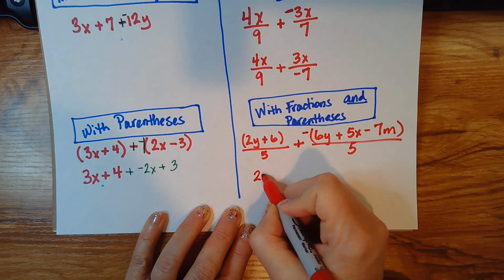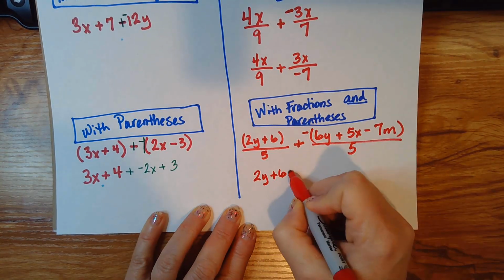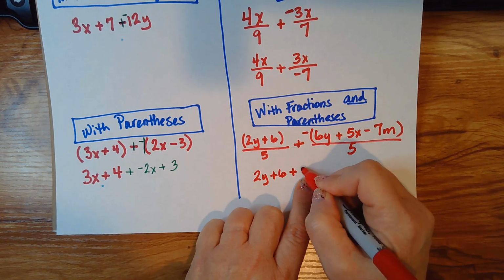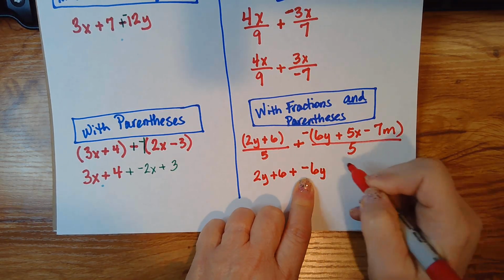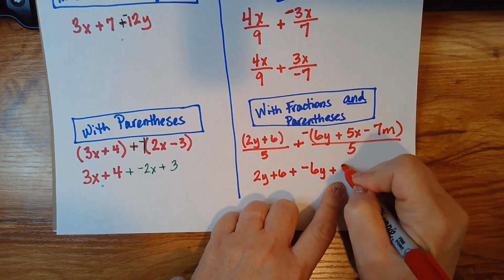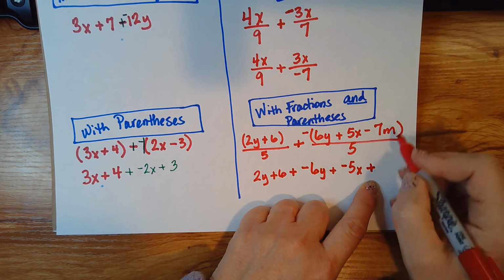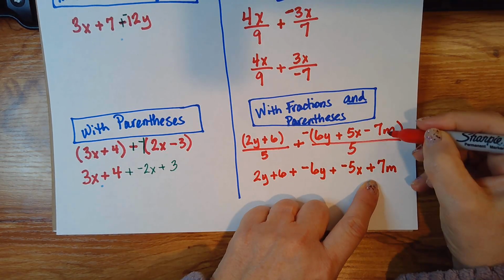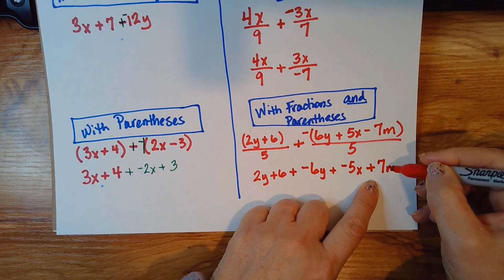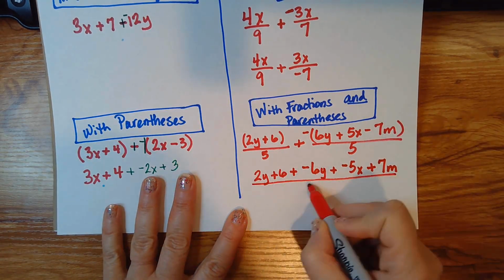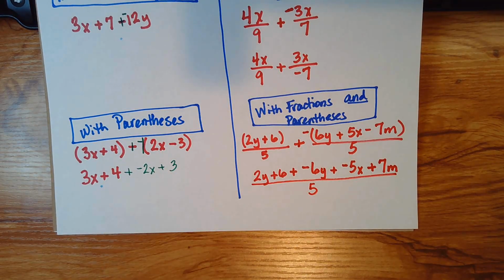So we would wind up with 2y plus 6 plus, remember, we're going to change the sign of everything in here. So plus a negative 6y plus a negative 5x plus a positive 7m because it started off negative. Now it becomes positive. This one started off positive, so then it became negative. And then just remember that that whole thing is over 5.